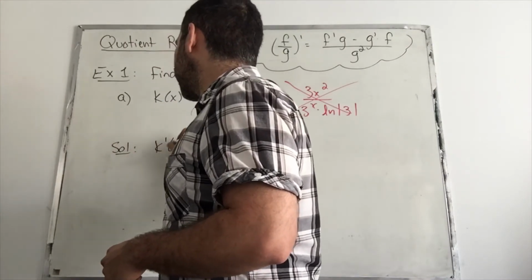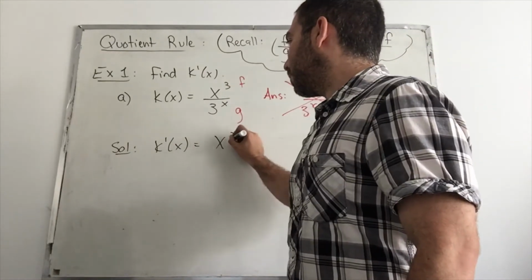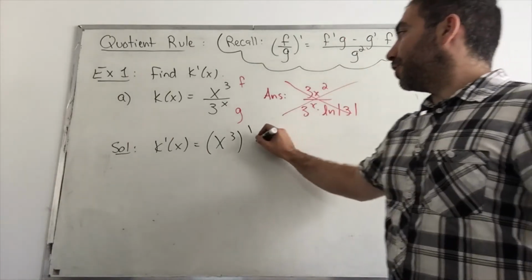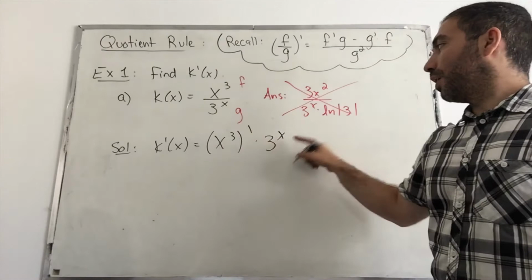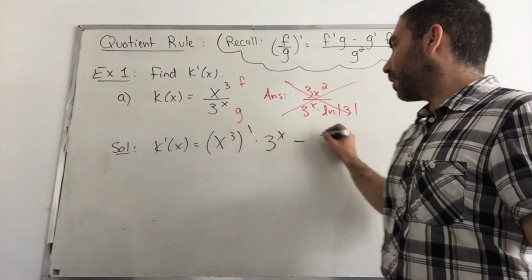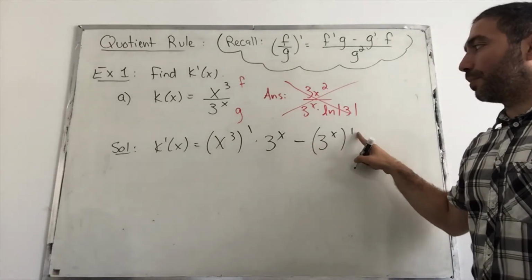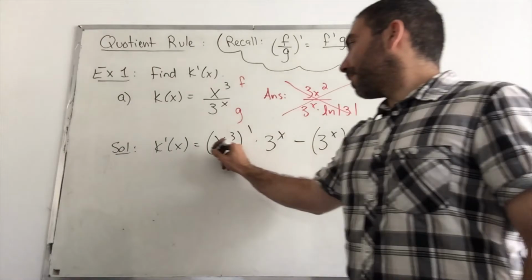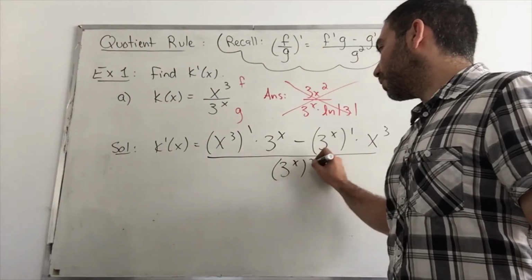k prime of x is equal to the derivative of the top. So I'm going to do it this way. x cubed prime times your g, so the bottom we leave. So derivative of the top times the bottom minus the derivative of the bottom times the top. So the derivative of the bottom is 3 to the x prime. I'm going to put prime for now, times the top, which we leave, x cubed, divided by the bottom squared. So 3 to the x, all this squared.